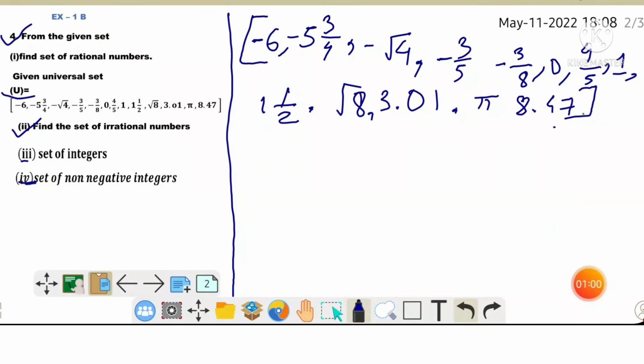Next question, we have to find the set of non-negative integers. Non-negative means we have to find positive integers. So among these, the non-negative integers are 0 and 1.